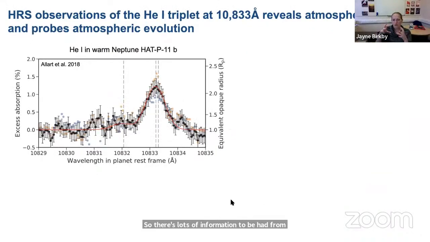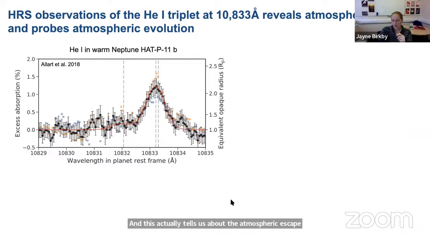Everything I've shown you so far is looking at molecular lines, so we have many lines to add together. But if we reach a point where we can look at a single individual line, we can actually learn something about what's going on based on the processes that create that line. Here I'm showing the helium-1 line. This is work by Roman Allard for a warm Neptune. And this actually tells us about the atmospheric escape.